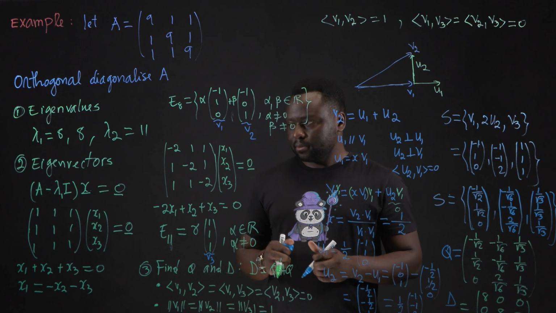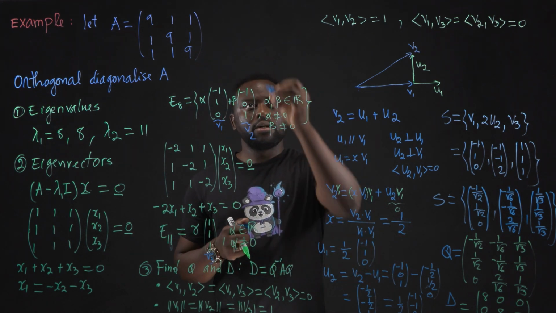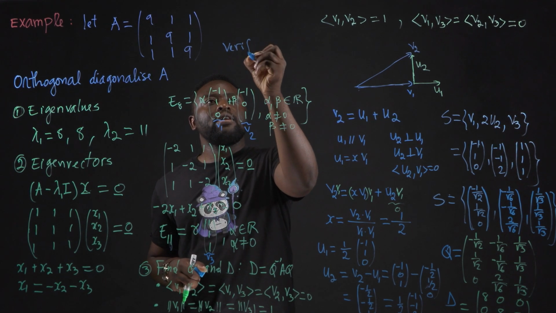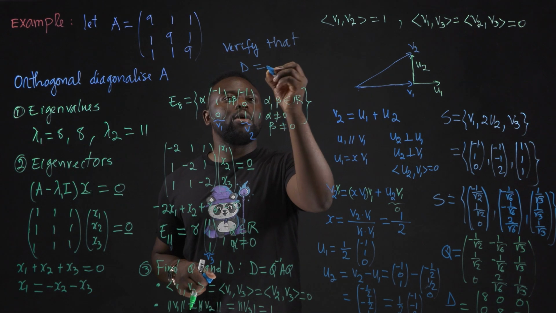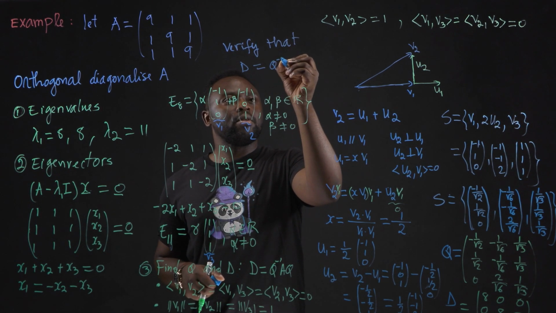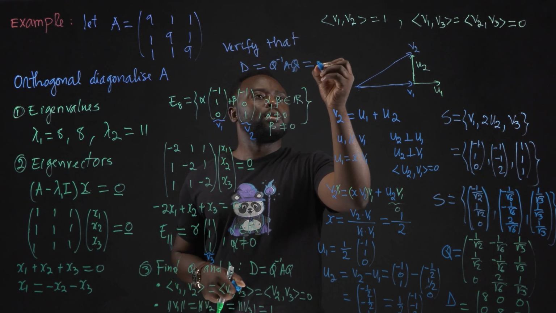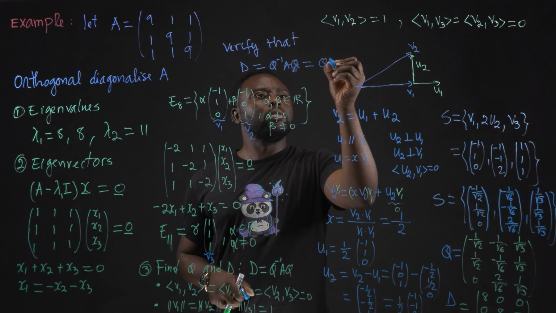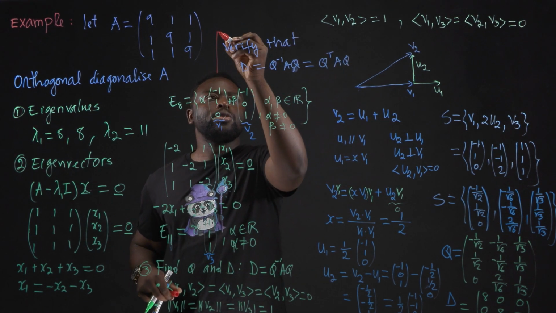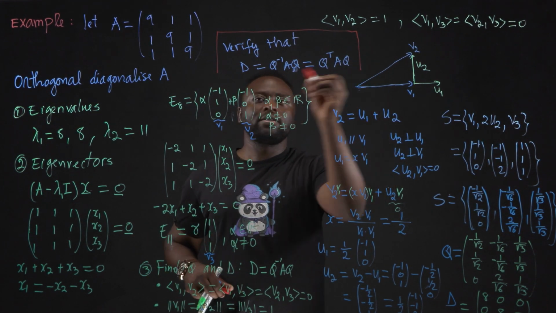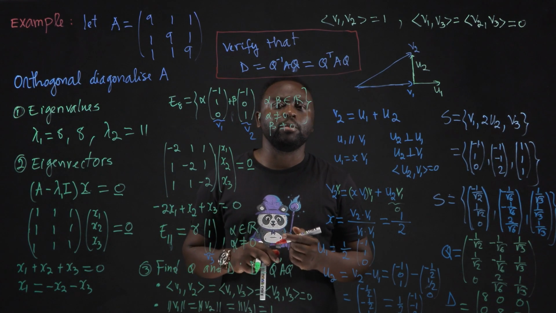So as an assignment, I'll ask you to double check this. Verify that D is equal Q inverse A Q, or Q transpose A Q. This is what I want you to verify, okay? This is your assignment. You should be able to verify this. It's just a matter of multiplication of matrices.